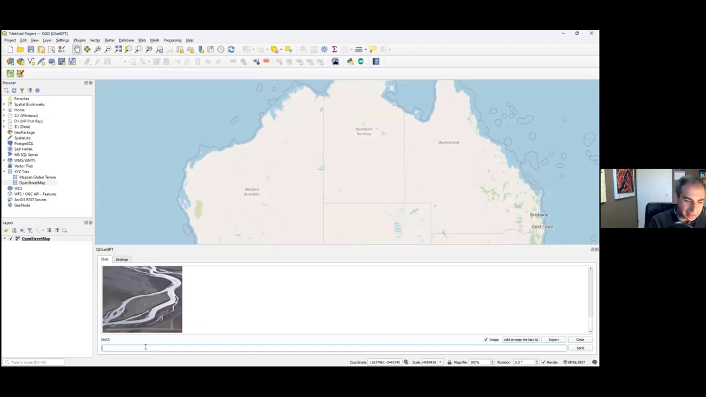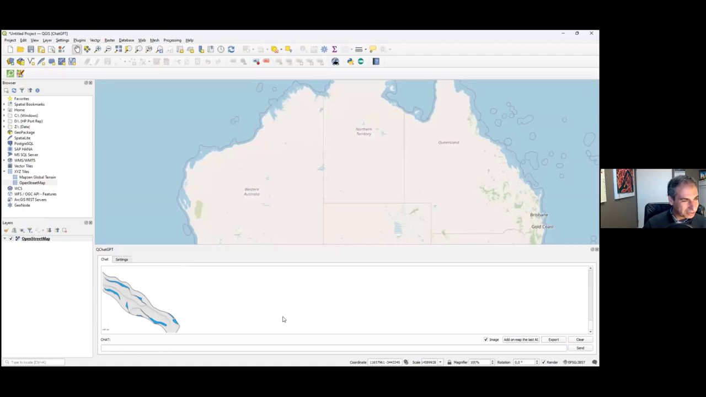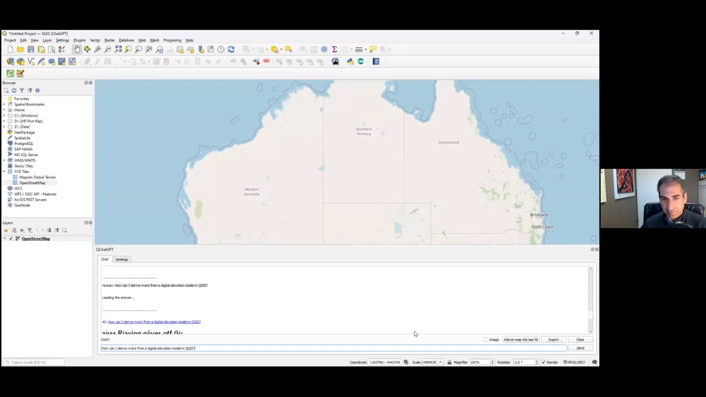And I could also ask it some specific steps to follow a procedure in QGIS. So how can I derive rivers from a digital elevation model in QGIS? No, it's still an image, so let's see what it does. Make sure you uncheck the image before you ask it, otherwise it will interpret your question as a question for an image. So I'm just going to copy this one here. And let's see what it will answer.